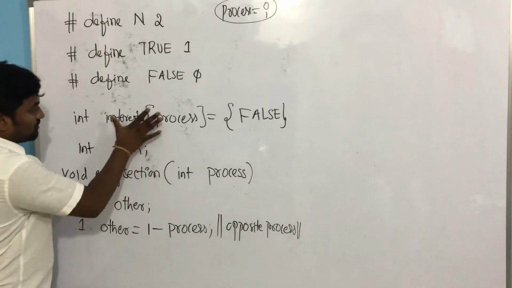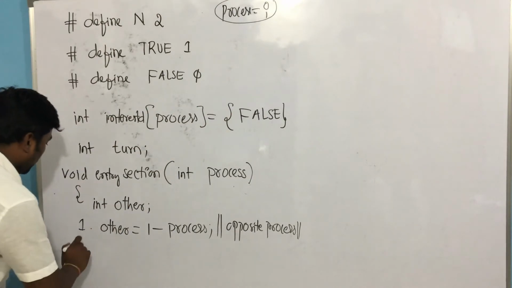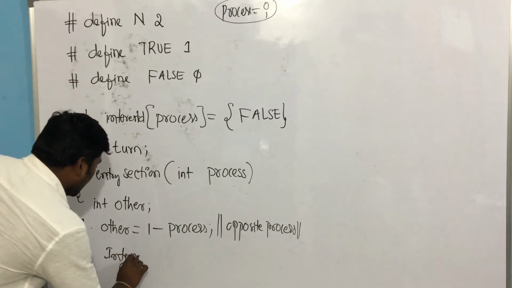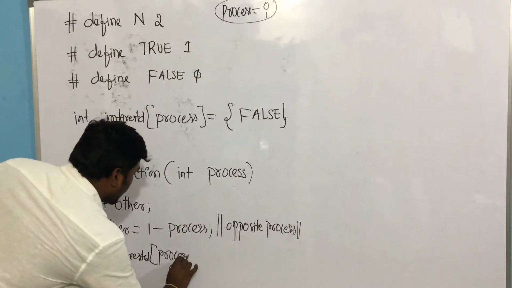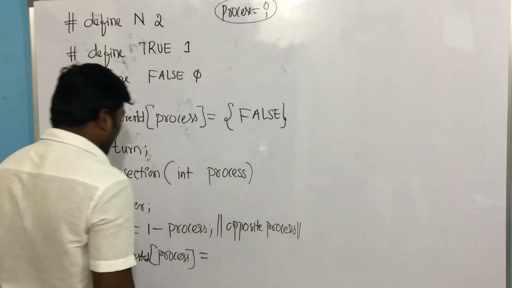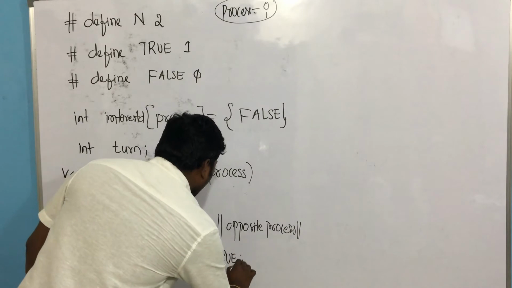First I show the interest, which is initially false. You have to show your interest. So I am writing the point. Look at this: interested of process. Any process could be, you understand here, either 0 or 1. I am interested, so I am writing it as 1, true, which means 1.